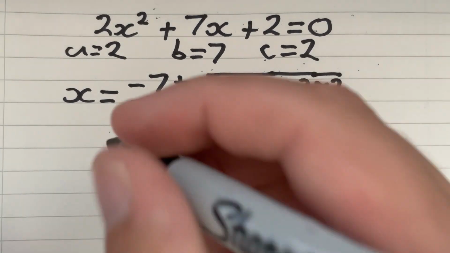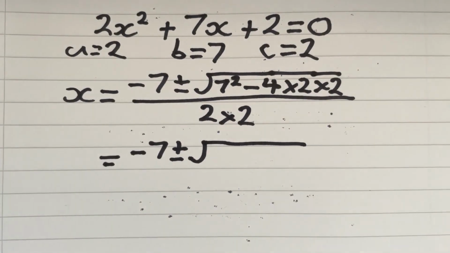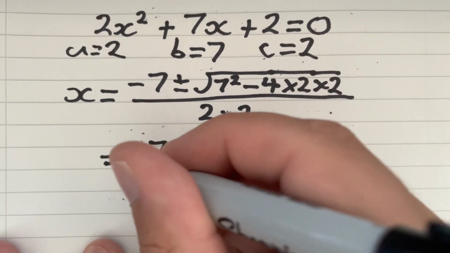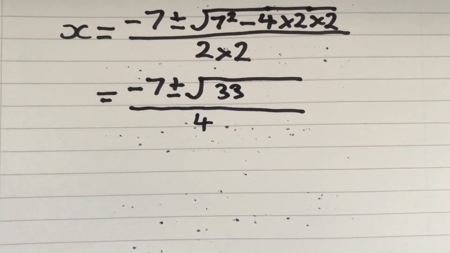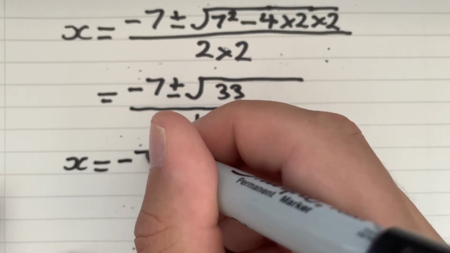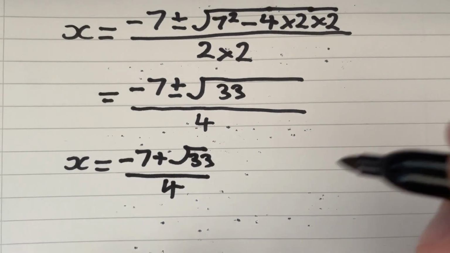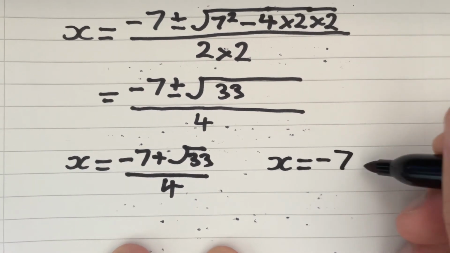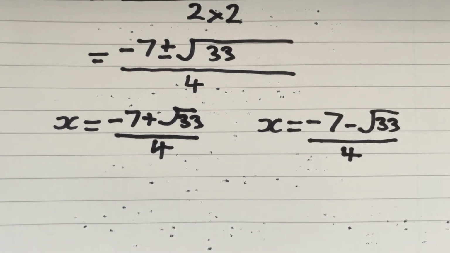So let's calculate what we've got in here. So first of all, we'll have this minus 7 plus or minus the square root. Well, 7 squared is 49, and we're subtracting 4 times 2 times 2, which is 16. So 49 take away 16 will give us 33. And on the bottom, 2 times 2 gives us 4. So our 2 solutions this time, because again, we can't do anything with the square root of 33. Our 2 solutions, x is equal to minus 7 plus the square root of 33 all over 4. And our second solution, x is equal to minus 7 minus the square root of 33 all over 4. And again, if we want to work these out to 2 decimal places, we can use a calculator.